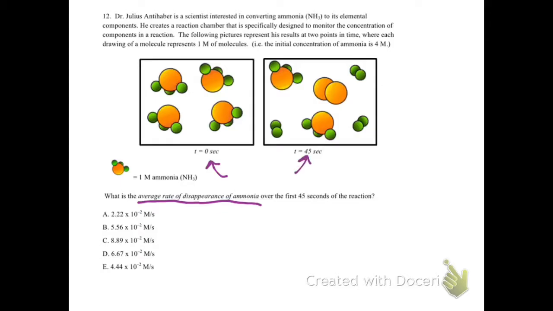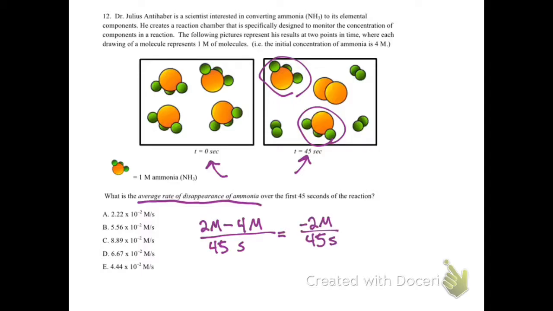So what we're going to do is we can look at the amount of ammonia that disappeared. So our final amount of ammonia, we have 2 of these molecules in here, and each one represents 1 molar. So our final amount is 2 molar. Our initial amount was 4 molar. And this all took place, if we wanted to make this a rate, we have to put it over time, right? So this all took place over 45 seconds. Okay. So we had 2 molar disappear over a span of 45 seconds.